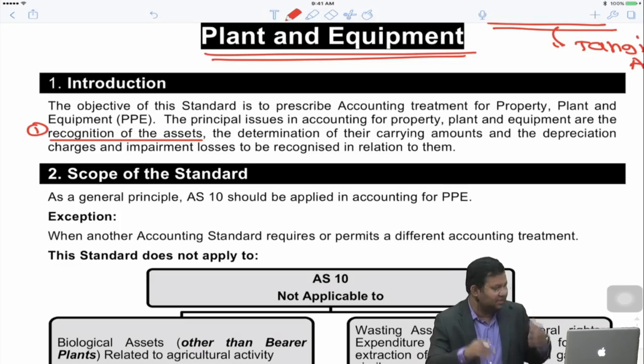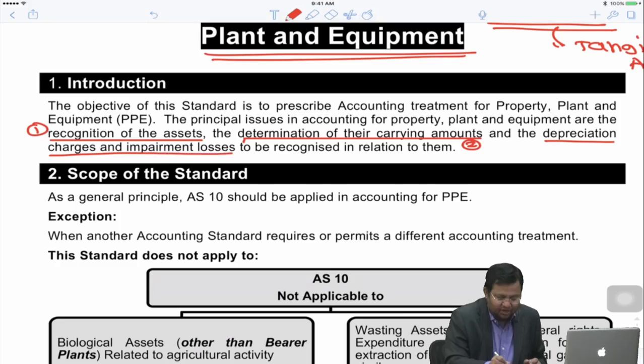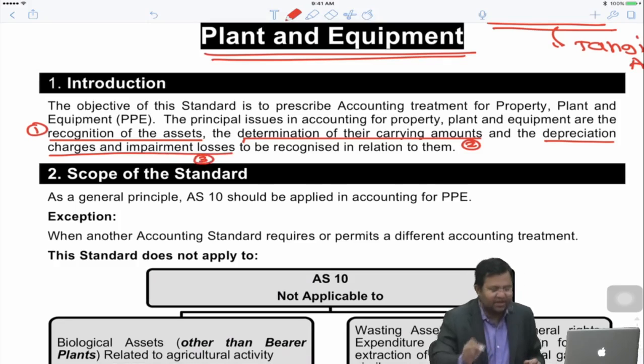self-constructed asset? It's not necessary that I buy the asset always. I could be purchasing asset from somewhere also. Or yes, no? Yes. Or I could be making it on my own. Number 2, determination of their carrying amount. Carrying amount is a book value of asset. How am I going to determine the book amount? Depreciation and impairment loss, that is decline in the value of asset.